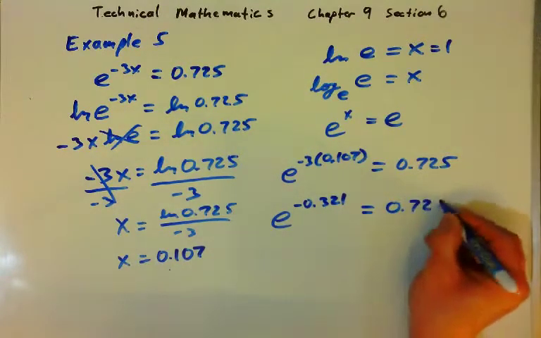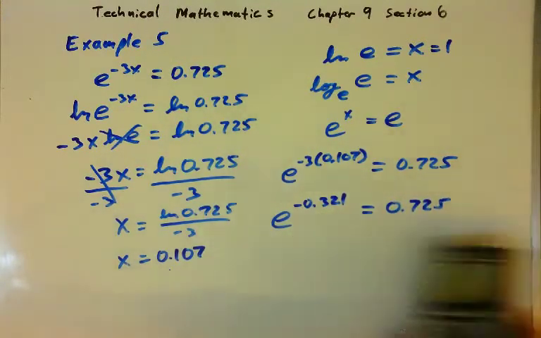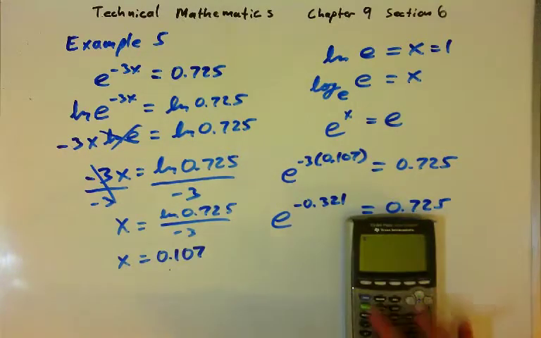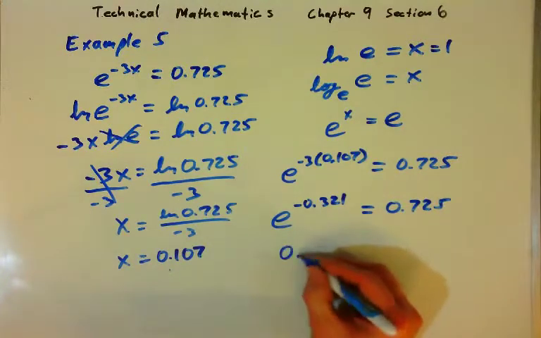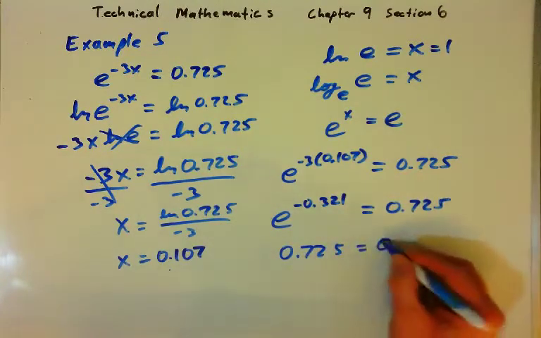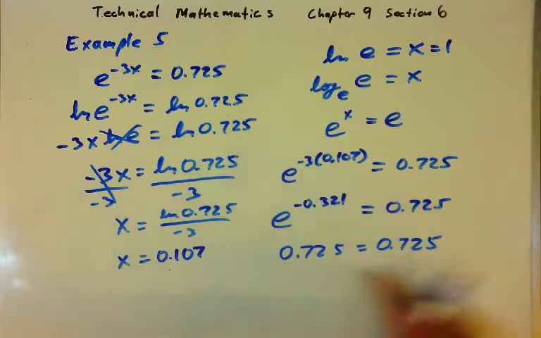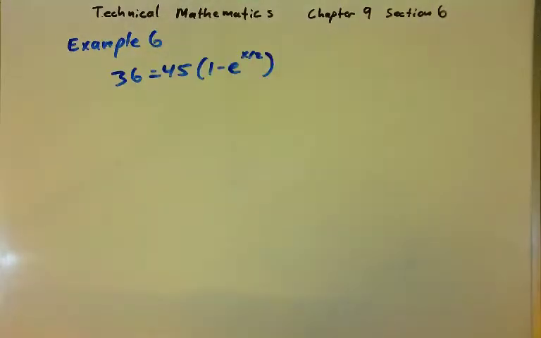This should be equal to 0.725. Now we'll take e to that power. So we'll take e to the negative 0.321 power, and I get 0.725. And so that's how we know we have the right answer.